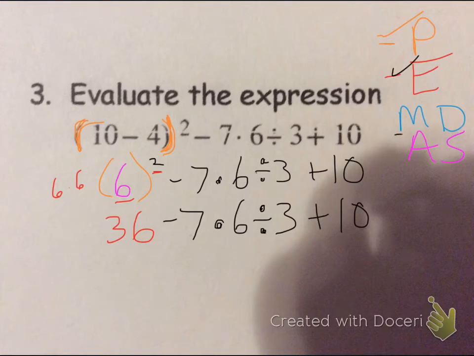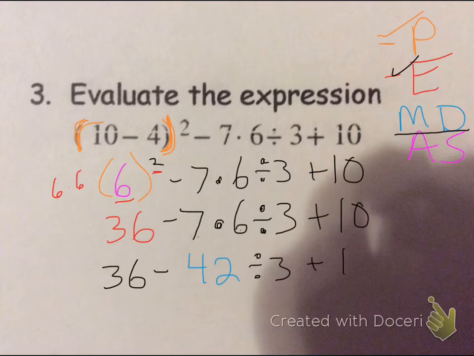Now I need to look at multiplication and division. And remember, I know I'm going to have more of these, so I'm just going to do them from left to right. The 36 is not important to me. Minus, and now I have a 7 times 6, so left to right, 7 times 6. Well, 6 times 6 is 36, plus 6 would be 42. Write the rest of the equation divided by 3 plus 10.